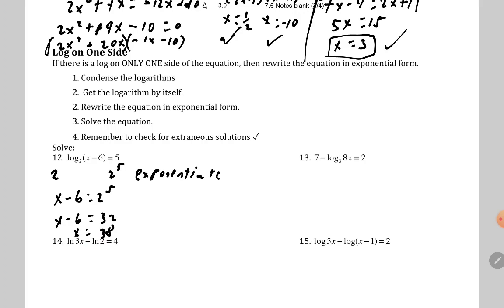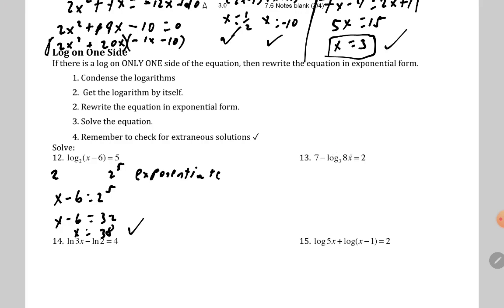And if we plug it back in, we'll get 38 minus 6, which is 32. Log base 2 of 32 does indeed equal 5. So this works out.